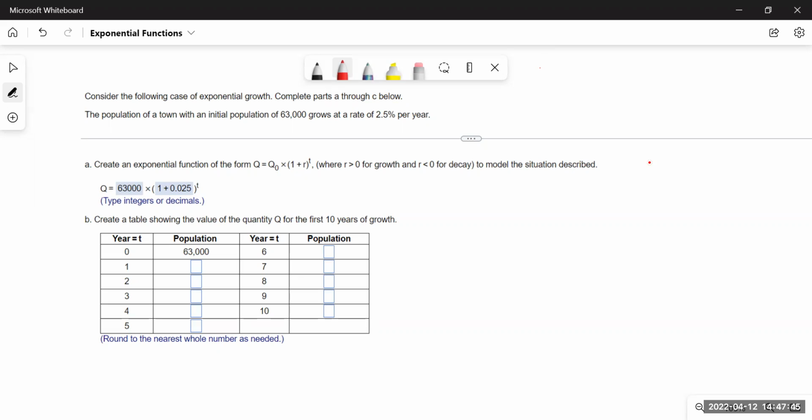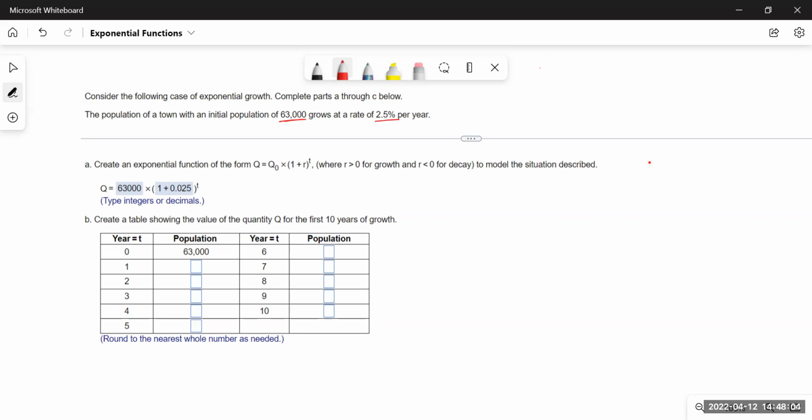Consider the following case of exponential growth. Complete path A through C below. The population of a town with an initial population of 63,000 grows at a rate of 2.5% per year.